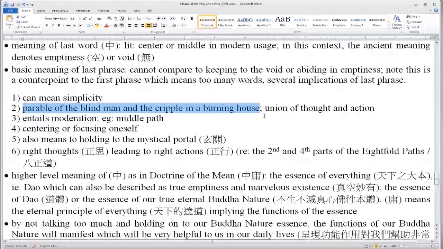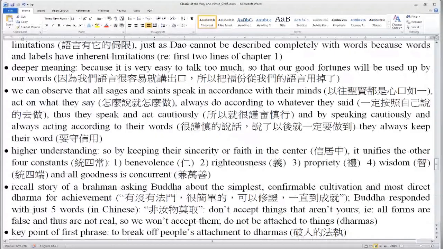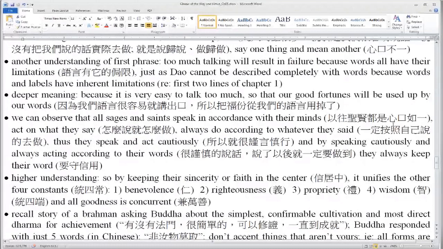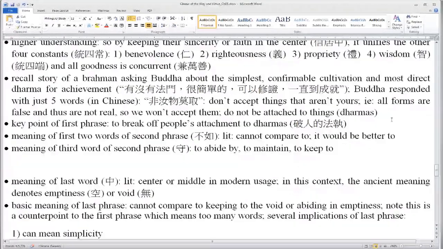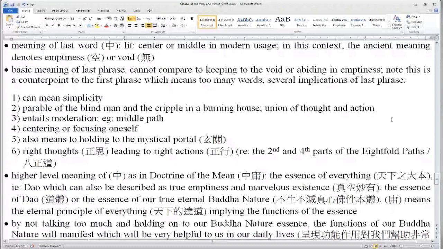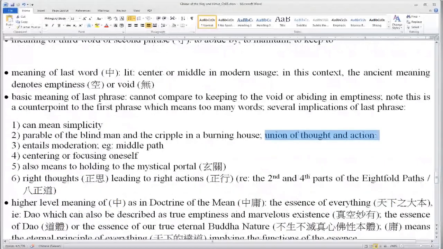Remember, where is that? Right here. 心口如一, xin kou ru yi. We act in accordance with what our thoughts are. So it sort of refers to that, the union of thought. To make a long story short, you guys can look it up.